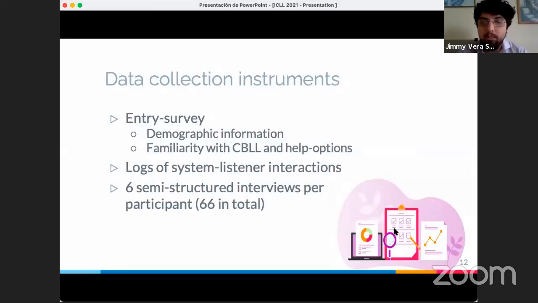In our next slide, we can check the data collection instruments that we used. First of all, we used an entry survey to get demographic info and to assess the familiarity these students had with computer-based listening contexts and help options. Then we used logs of system listener interactions. We recorded their screens using a program called Camtasia. And finally, we conducted semi-structured interviews. There were 6 sessions in total per participant, with a total amount of 66 interviews for the final corpus.